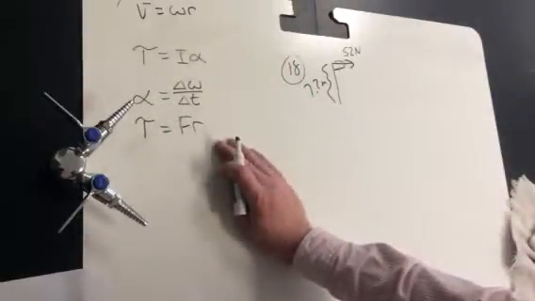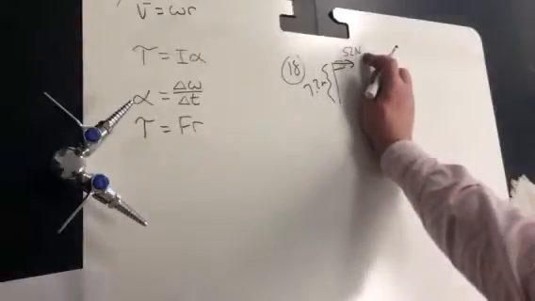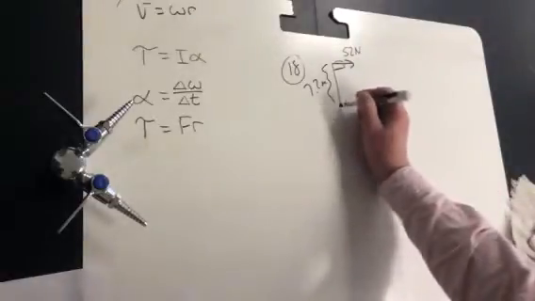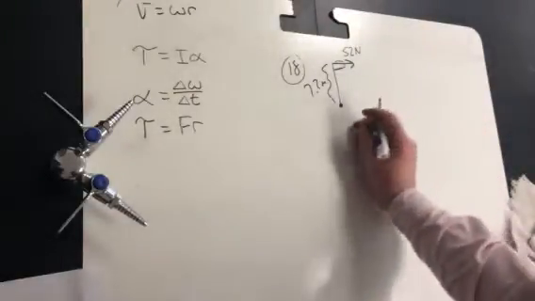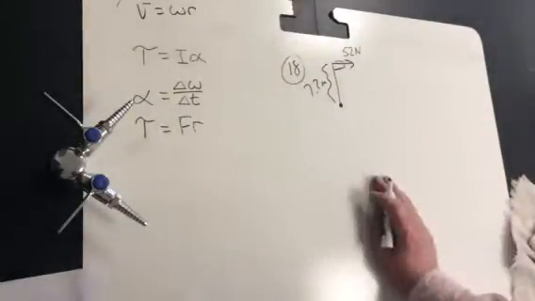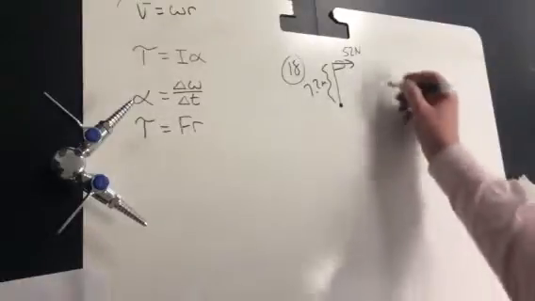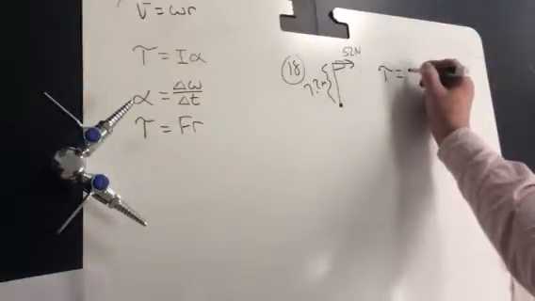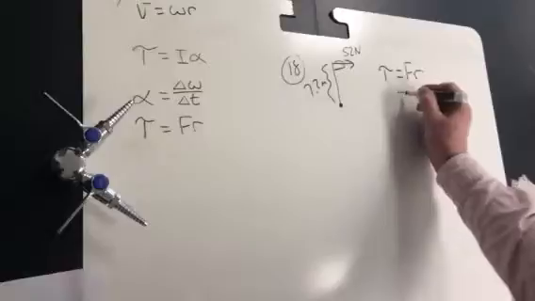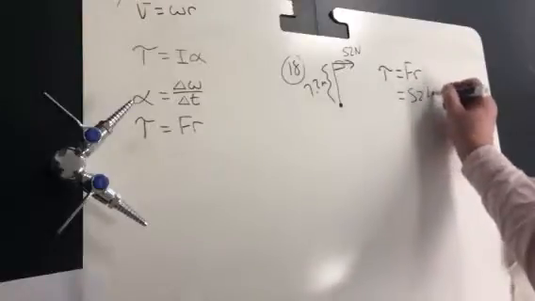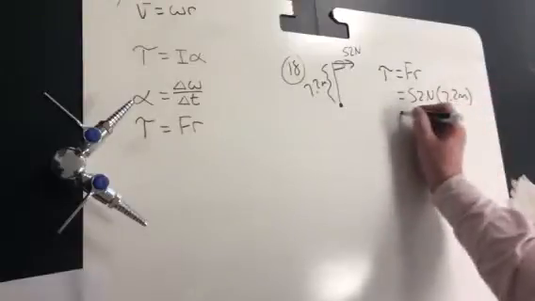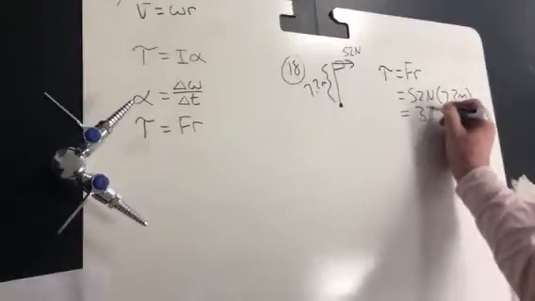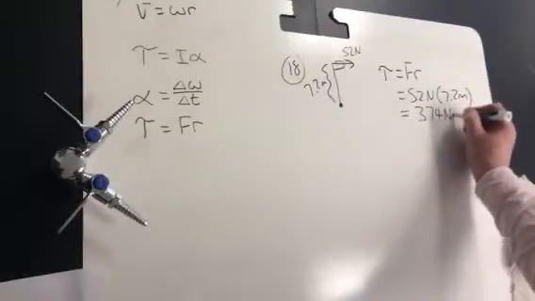Force times radius. Do I have a force? 52 newtons. Do I have a pivot point? Imagine this is the flagpole. It can pivot this way. It doesn't pivot, but it can if we want it to. So we're going to solve this problem using torque, and it's simply torque is equal to force times radius, which is equal to 52 newtons times 7.2 meters, which is equal to 374 newton meters.